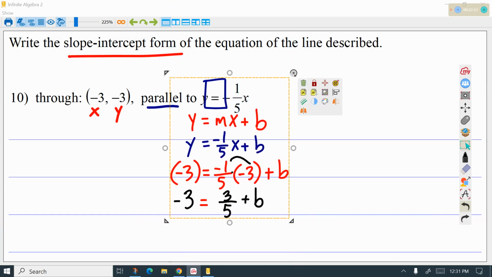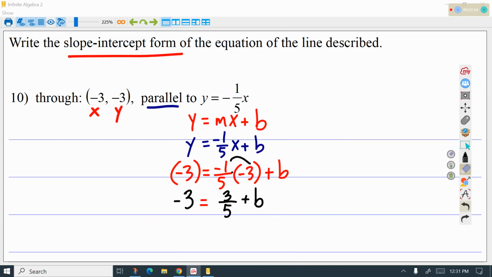Keep that lined up, I guess. All right, so I have to subtract 3/5 from this side and 3/5 from the left side of the equal sign, right? So now on this side I got b, but over here we have to have the result of -3 minus 3/5, and that might not be something that everybody could do.